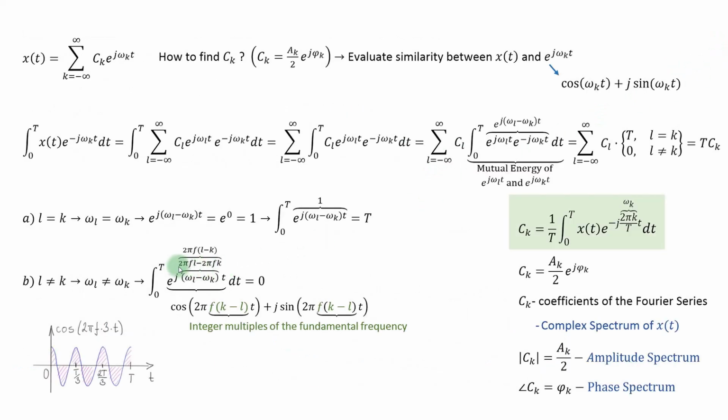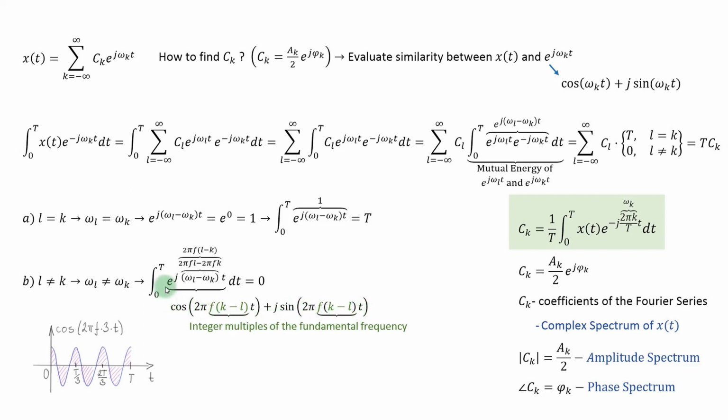So here I will be writing 2 pi f times L to express this frequency omega sub L, and 2 pi f times k to express this frequency omega sub k. And then when I take this difference, I can write it like this. And this I will use when I express this complex exponential as a sum of a cosine and j times sine. This will give me the frequency of this cosine and this sine.